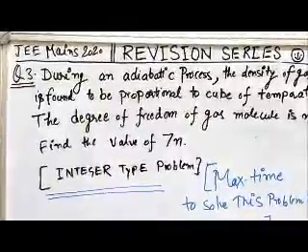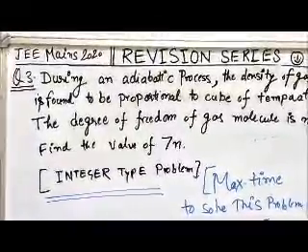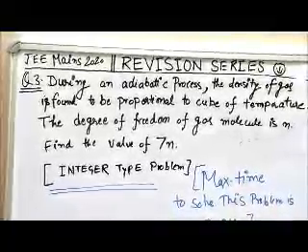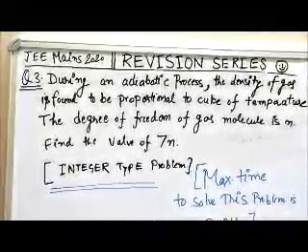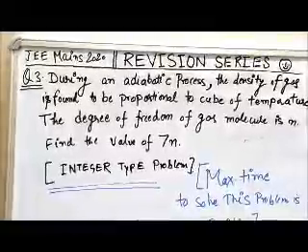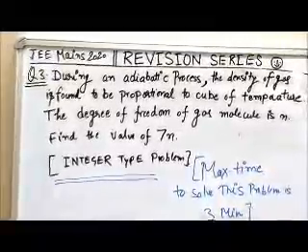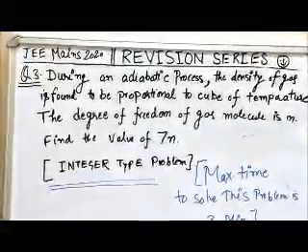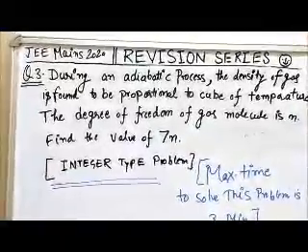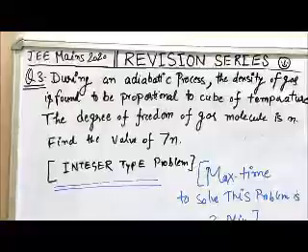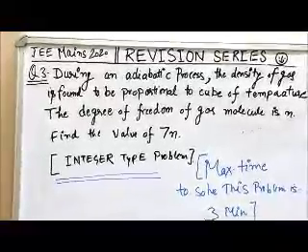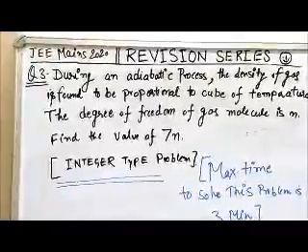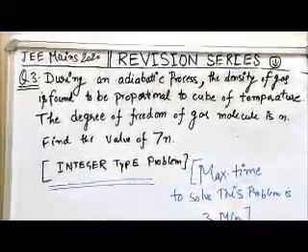So what this problem states is that during an adiabatic process, the density of a gas is found to be proportional to the cube of temperature. The degree of freedom of the gas is n. Find the value of 7n. The most important thing is that you must read the question at least twice to get the correct answer, because the answer is always hidden in the problem. The value asked is 7n, it is not n. So try to solve this problem.